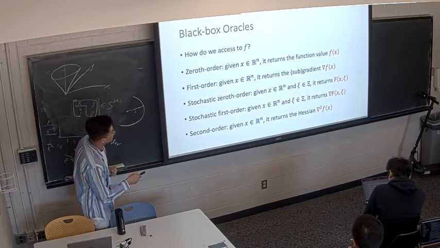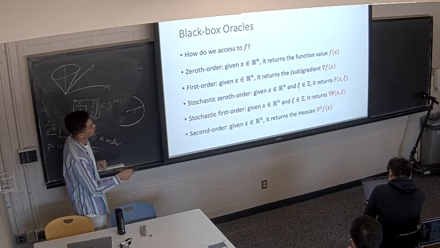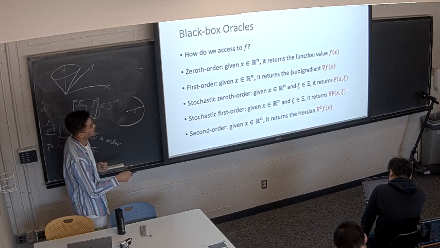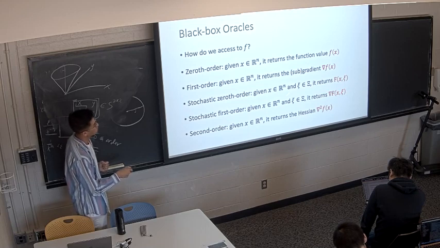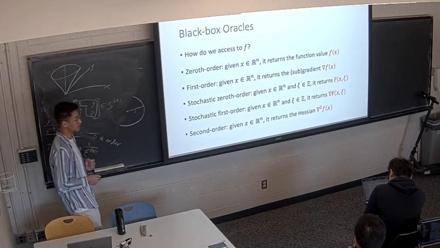And so this is another example of the stochastic first order oracle. I want it to return me the gradient at the point x with the randomness c. So these two oracles will be used in the design of stochastic optimization algorithms.